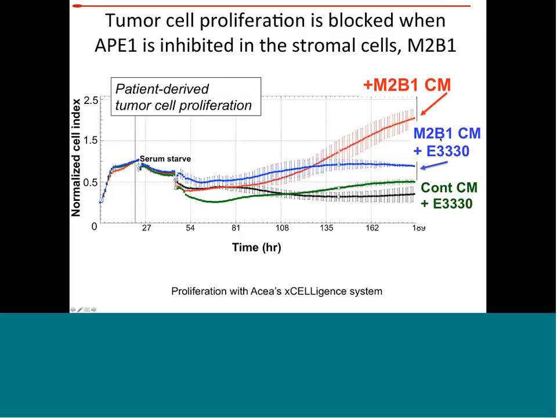So these are some of the experiments that we're doing that really are nice to use the xCELLigence platform, because we don't have to choose an endpoint, a time point, when we don't have any idea what the correct time point would be. We can monitor over many days.